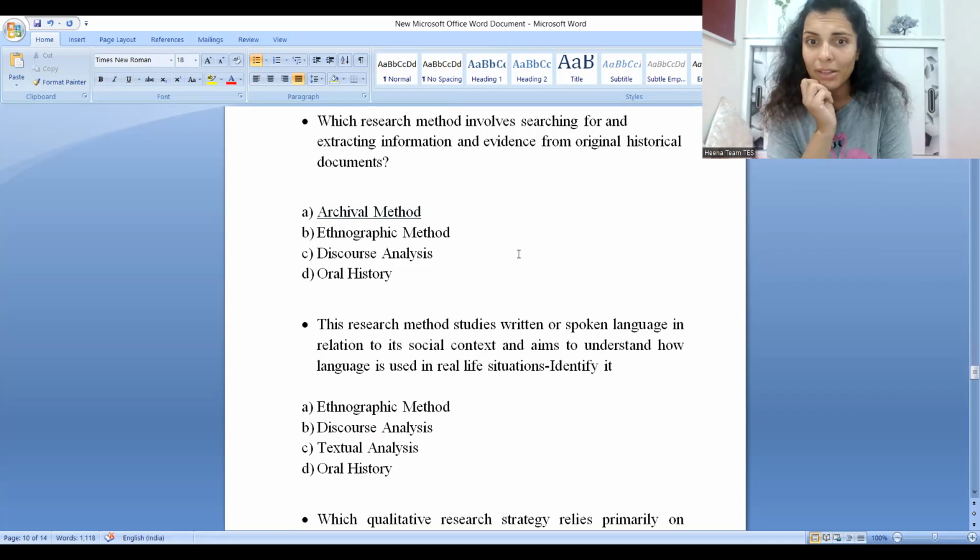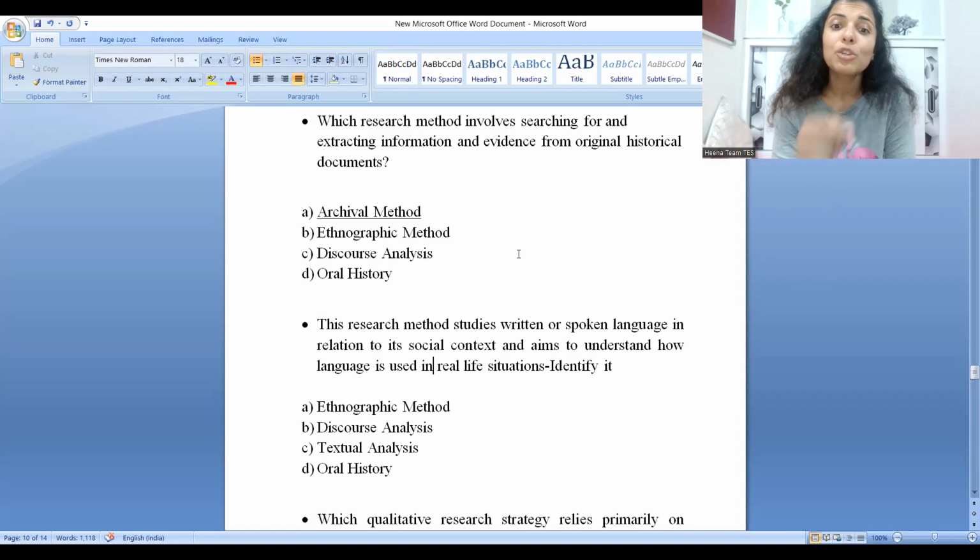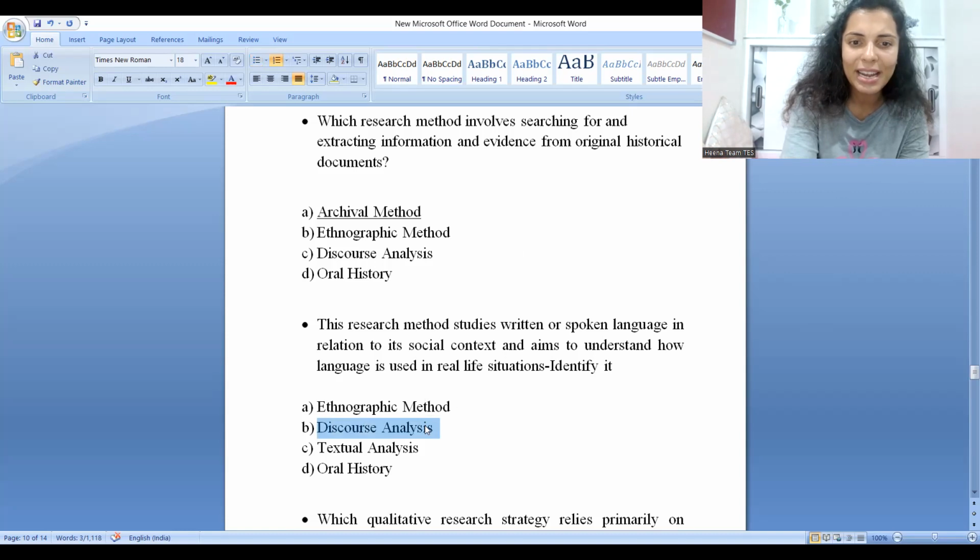This research method studies written or spoken language in relation to its social context and aims to understand how language is used in real life situations. Identify it. Option A, ethnographic method. B, discourse analysis. C, textual analysis. Or D, oral history. Say, do you know it? It is option B, discourse analysis.